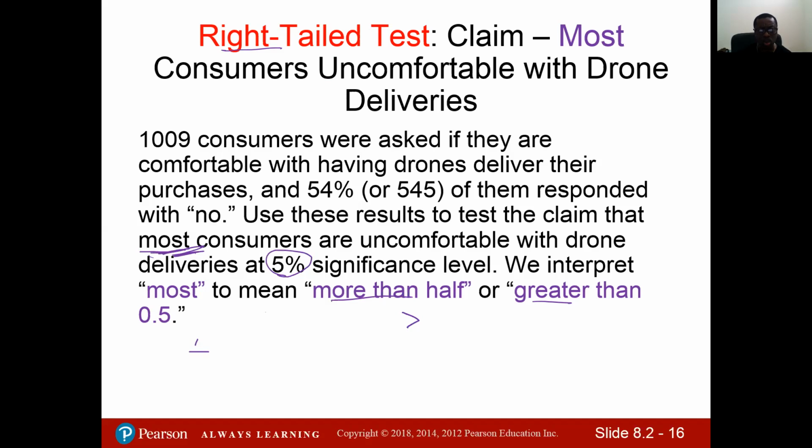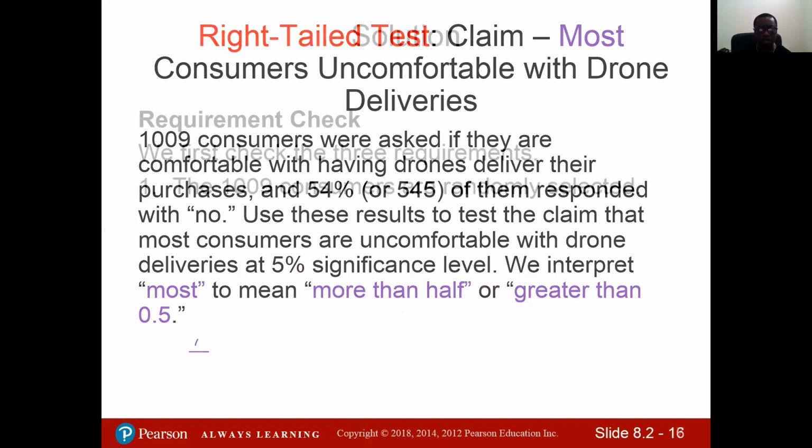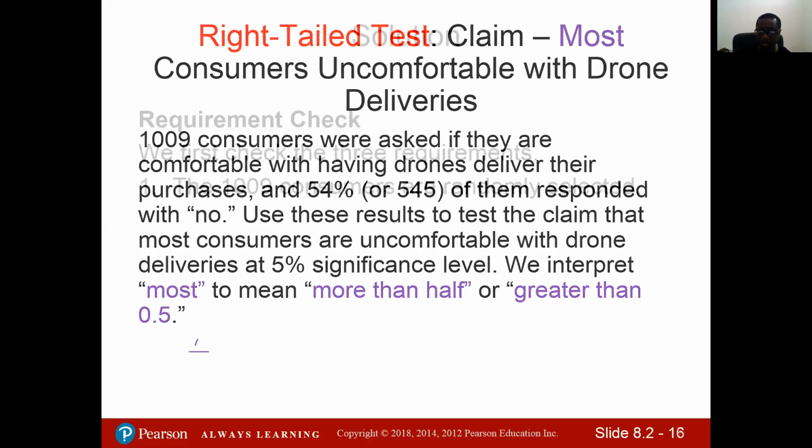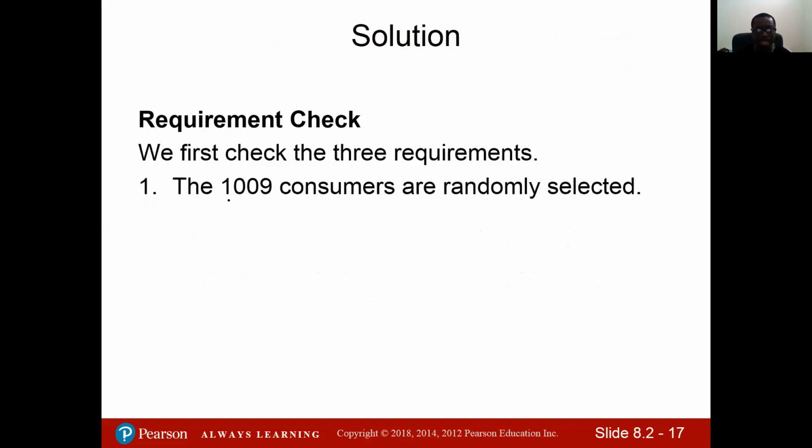So now let's go through the steps for a p-value approach and then the critical value approach. But we need to check the requirements first. Now remember there were 3 requirements. The first one is that the 1,009 consumers were randomly selected. Okay, so because that's a simple random sample, that's the first check.